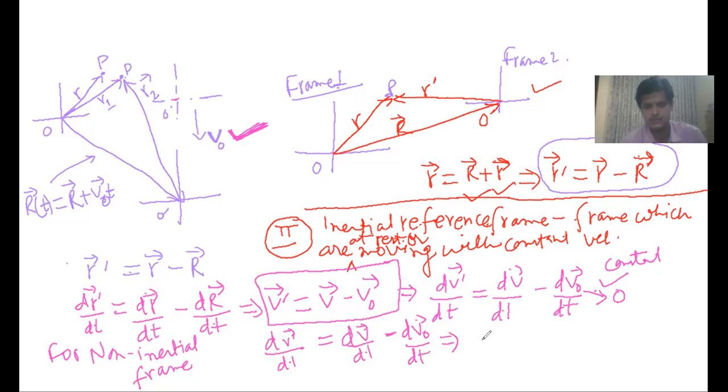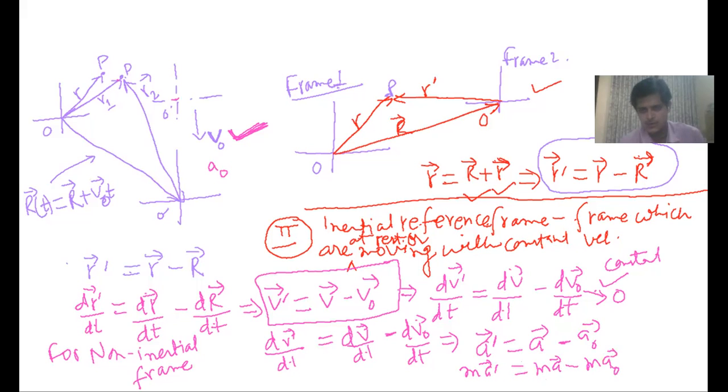So we have arrived at acceleration a prime in the second frame. Acceleration of point P with respect to the second frame will be acceleration of point P with respect to the first frame minus dv naught upon dt. That is also changing. Suppose the acceleration of this frame is a naught. And if I multiply by mass, mass into acceleration equals mass into acceleration here also, minus m a naught.